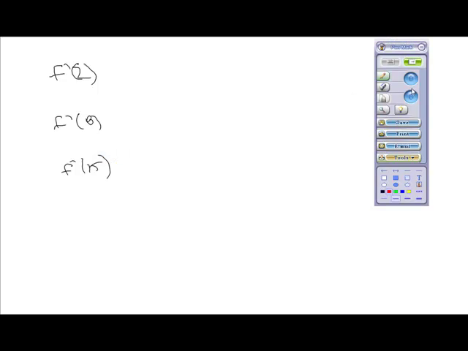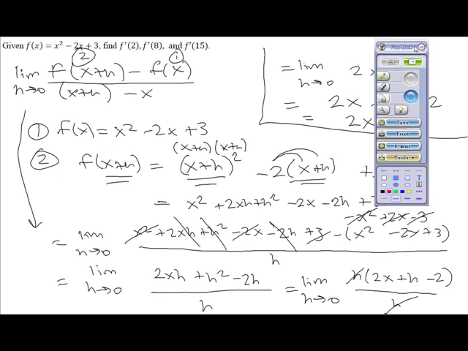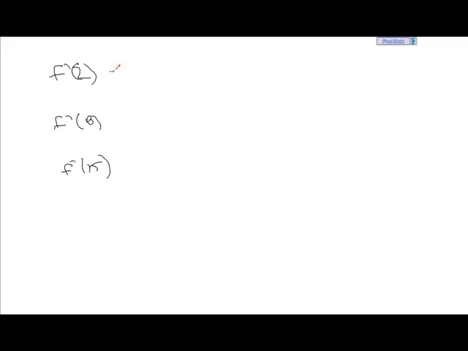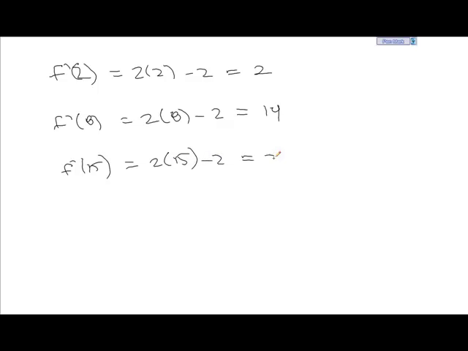And our function was, to remind myself, 2x minus 2. Go to the next page. So we'll do 2 times 2 minus 2, which is 4 minus 2, which is 2. 2 times 8 minus 2, which is 16 minus 2, gives us 14. And f prime of 15 is 2 times 15, which is 30, minus 2 is 28.